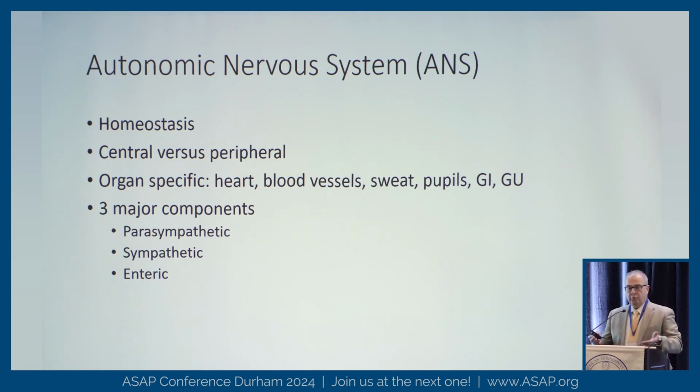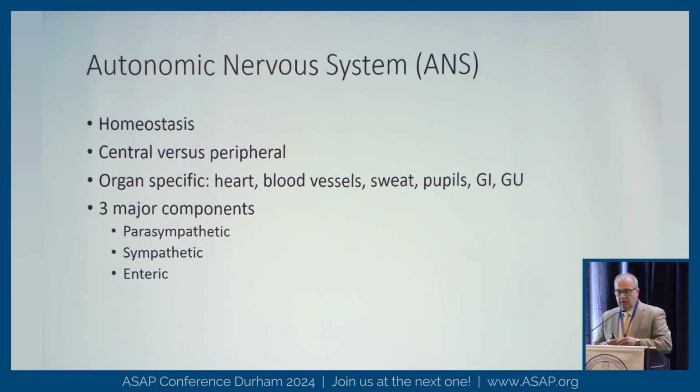But also when we approach the patients in the clinic or when we do research, we also tend to think in terms of organ specificity. What part of the organ is mostly symptomatic? Is it something with your heart or your blood pressure? Is it your sweat function? Is it your pupillary function? Is it your digestive system, GI? Or is it actually your bladder function and your sexual function? So these are all things that we think about.